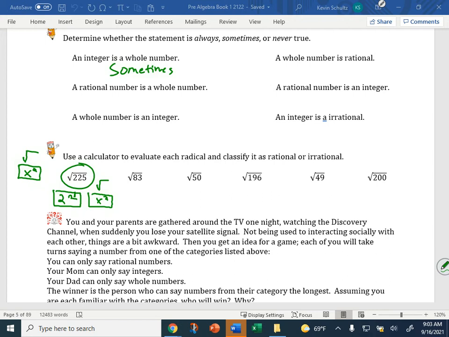It's the second function button way up in the top left corner. It's the very top left button. It says second on it.